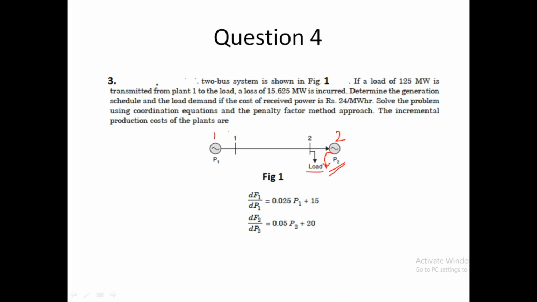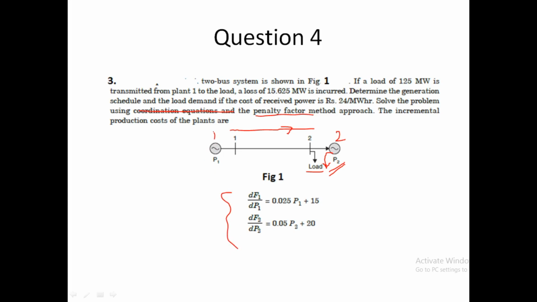But for plant 1, if a load of 125 megawatt is transmitted from here to here, a loss of 15.625 megawatt is incurred. Determine the generation schedule and the load demand if the cost of received power is Rs 24 per megawatt hour. Solve the problem using coordination equations and the penalty factor approach. Actually, this is not required. You just concentrate on this penalty factor method. Incremental production costs of the plants are given like this. So this is the speciality one.